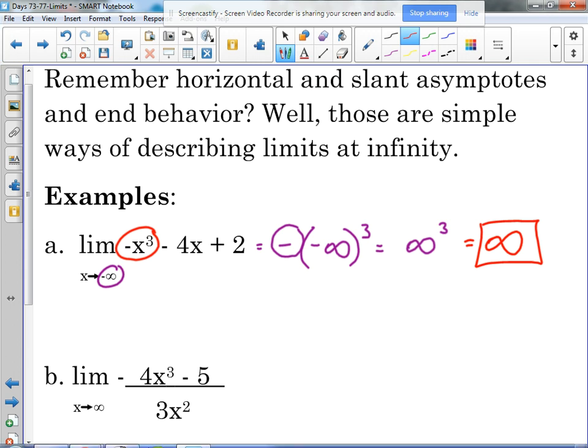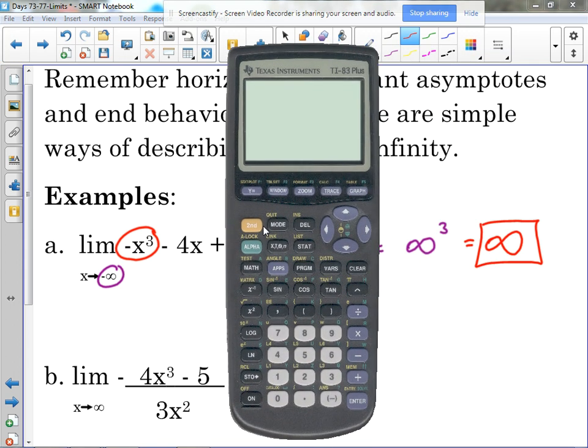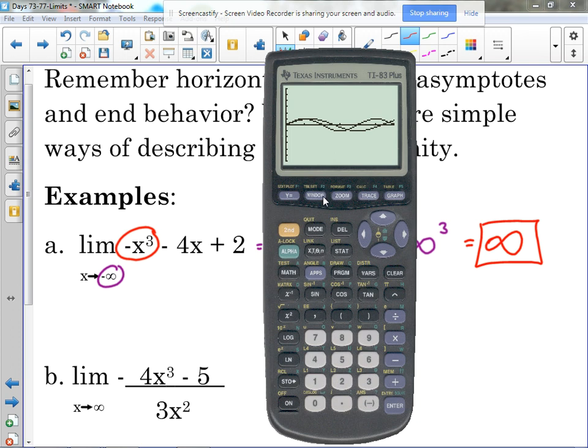Now, I told you I was going to show you on the graph what's going on. So all you have to do is type in the function negative x cubed minus 4x plus 2. Zoom standard. So when we look at this, x approaches negative infinity. It's talking about which side of my graph, left side or the right side? The left. Negative infinity is the left side of my graph. On the left side of my graph, my y values are going up to positive infinity.